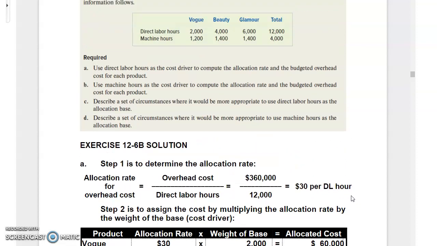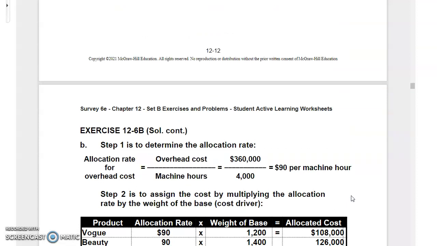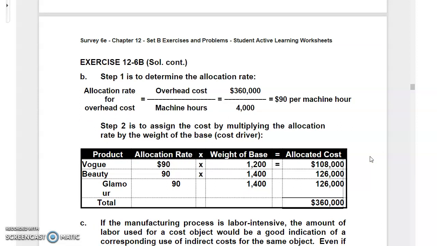So machine hours are up here. Total machine hours, 4,000. Estimated overhead cost is still 360,000. So to get the overhead rate based on machine hours, 360,000 divided by 4,000 gives us $90 per machine hour. And then we allocate that based on the number of machine hours used for each product.